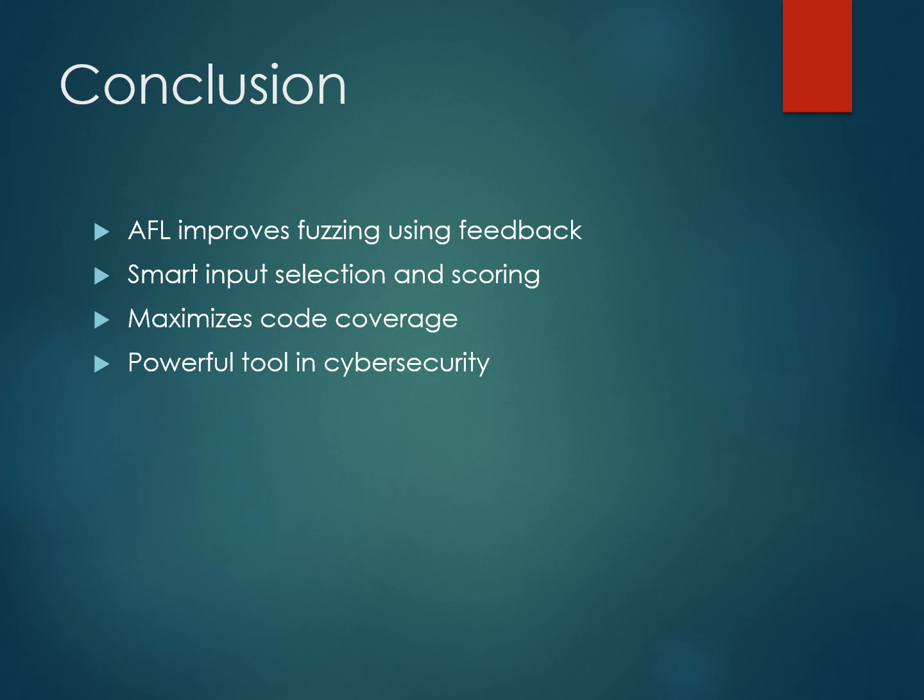Also, AFL can be combined with machine learning and AI techniques for input selection and vulnerability detection. It is majorly used for gray box testing, and it is a great gray box fuzzing tool. It is based on intelligent input selection and a scoring mechanism to discover software vulnerabilities.